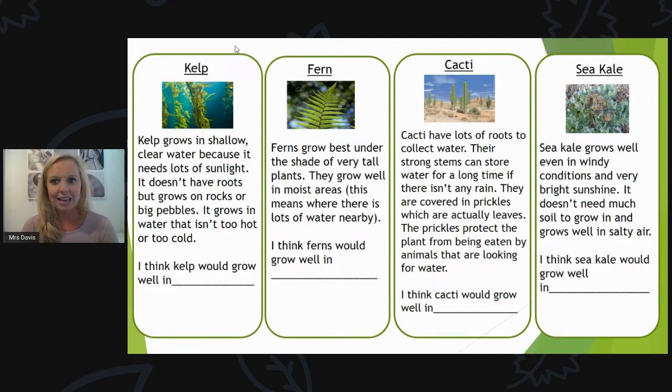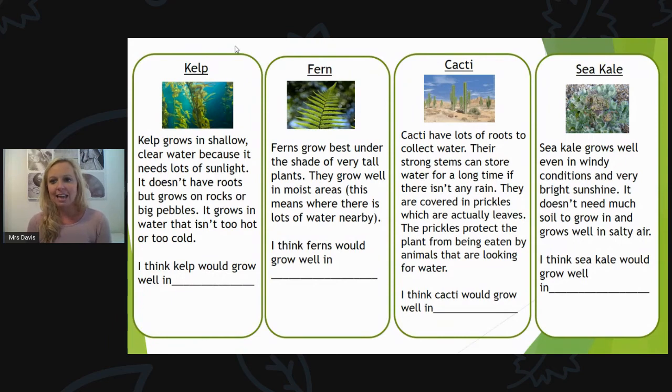And then we've got a cacti. Cacti have lots of roots to collect water. Their strong stems can store water for a long time if there isn't any rain. They are covered in prickles, which are actually leaves. The prickles protect the plant from being eaten by animals that are looking for water.